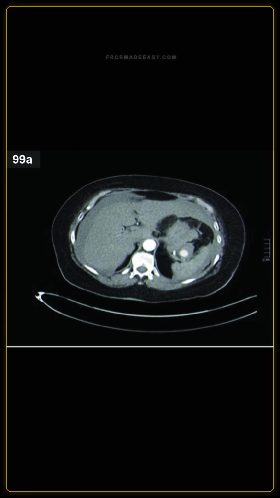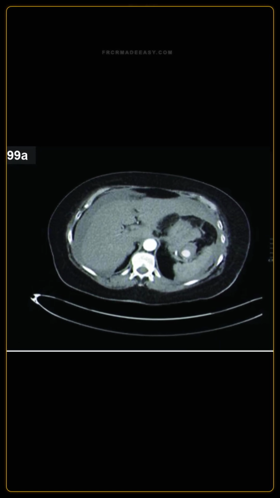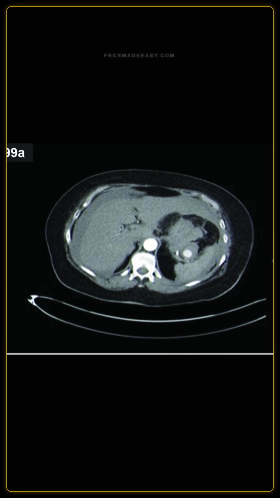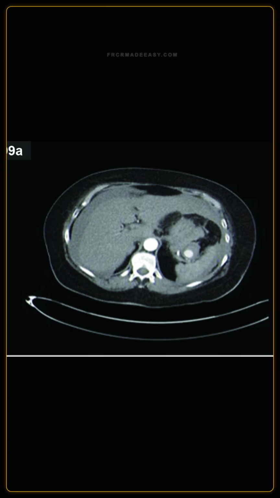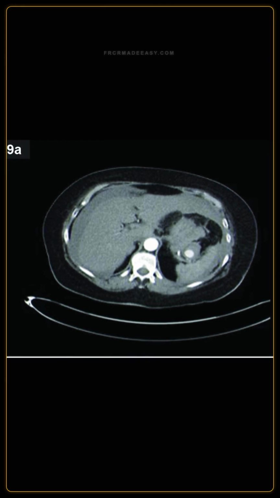A 38-year-old pregnant lady presents with sudden onset left upper quadrant abdominal pain and hemodynamic instability. I am showing you an axial CT angiogram scan. Describe the findings.